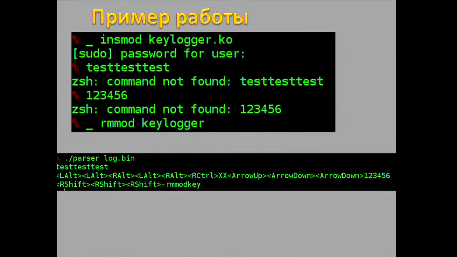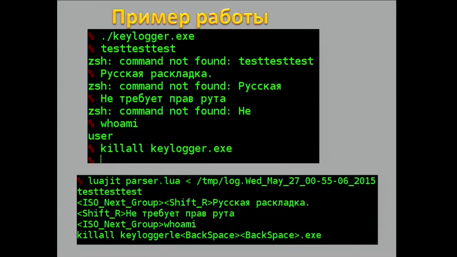So that's an example of how it works. Using instant mode, we switch on our logger, we enter something, and then using the parser, we get whatever the user was pressing. Also, using the keylogger from kernel space, it can work with the Russian keyboard. If you write English text, or if you have Russian, it would be recorded in the normal way, the way it was written.